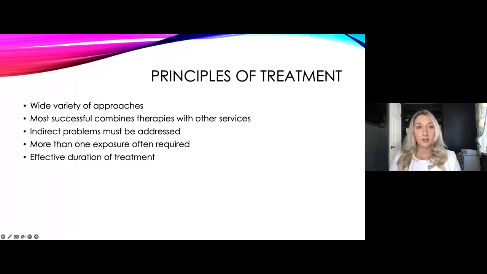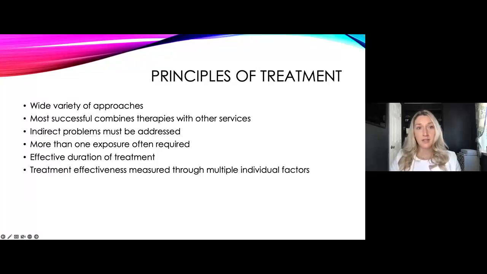When we look at the effective duration of treatment, typically under 90 days is going to be ineffective. When we look at methadone specifically, it typically takes a minimum of 12 months for it to be effective, whereas for those addicted to opiates, treatment may need to go on for several years to keep them abstaining from use.